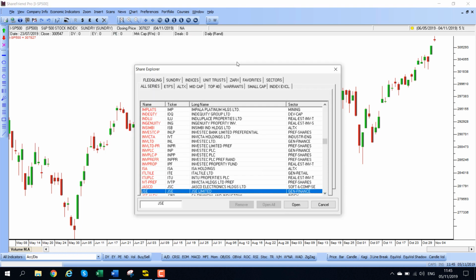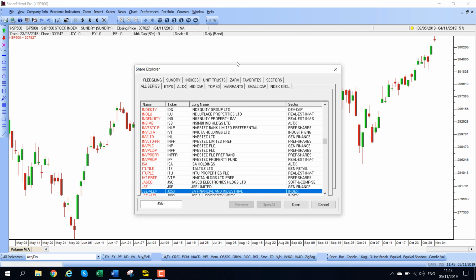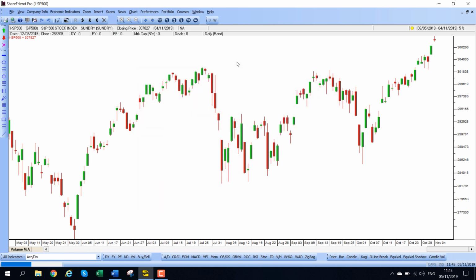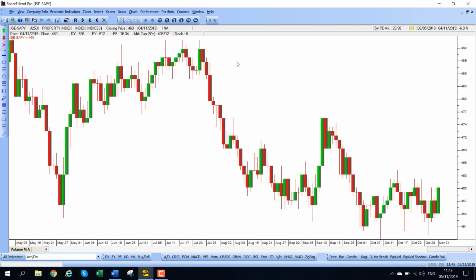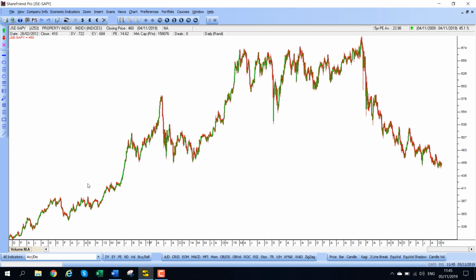If we just have a look here at the SAPY index, which is the property index for South Africa, you can see here that after it was in a very strong upward trend, and then after a long sideways pattern, it collapsed. And we're now down at these low levels. And this to us represents a buying opportunity that you should probably be taking advantage of. In 2018, that's this year here, the property index fell by 25%. That's substantial.